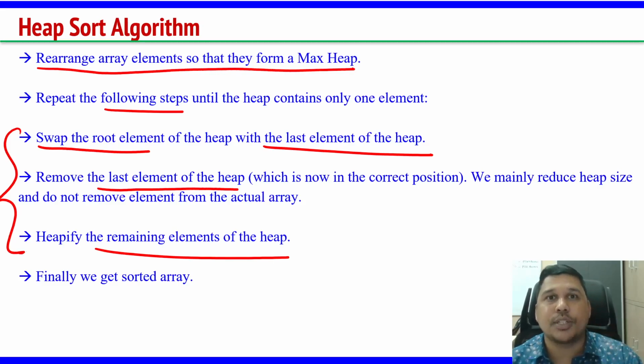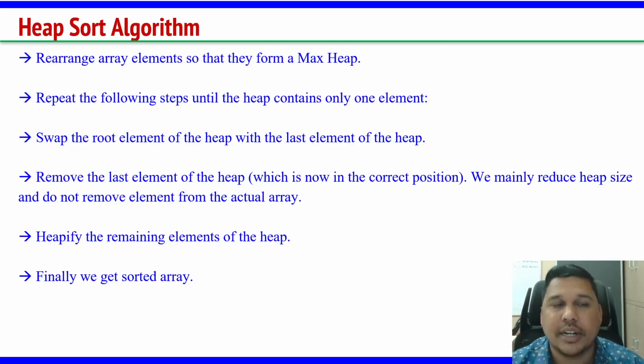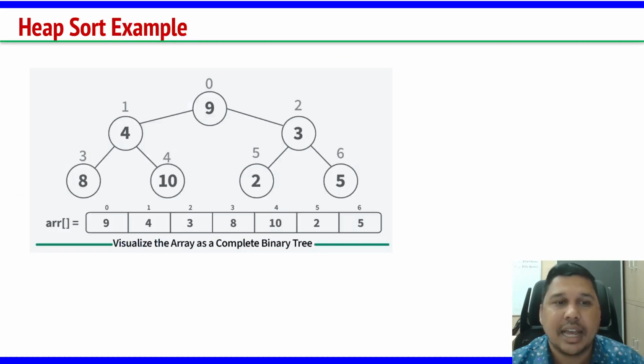Delete the topmost element, place it at the last location, bring the last element to the root location, then heapify it. Again delete the topmost element, keep it in the last place and again heapify it. Keep doing this process, ultimately you will get the heap sort result, the sorted elements in the array format.